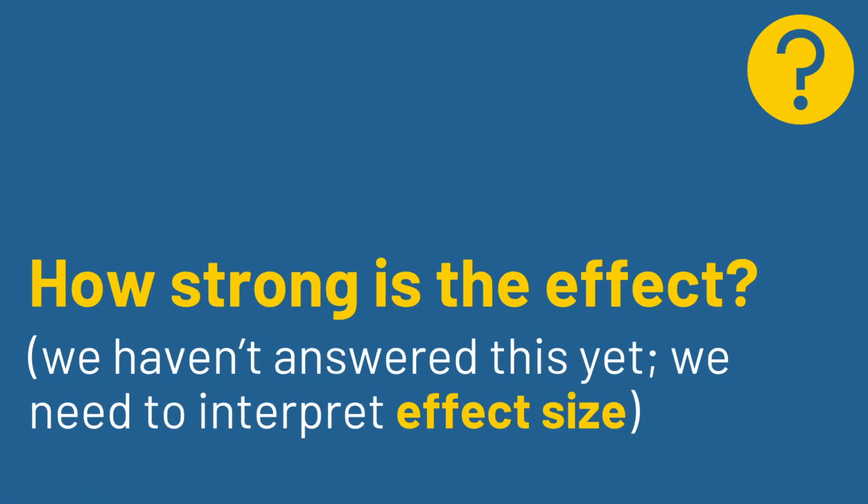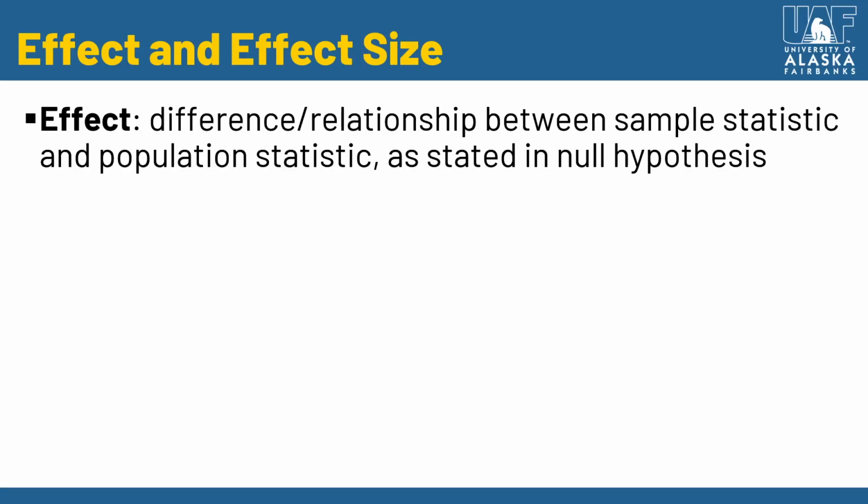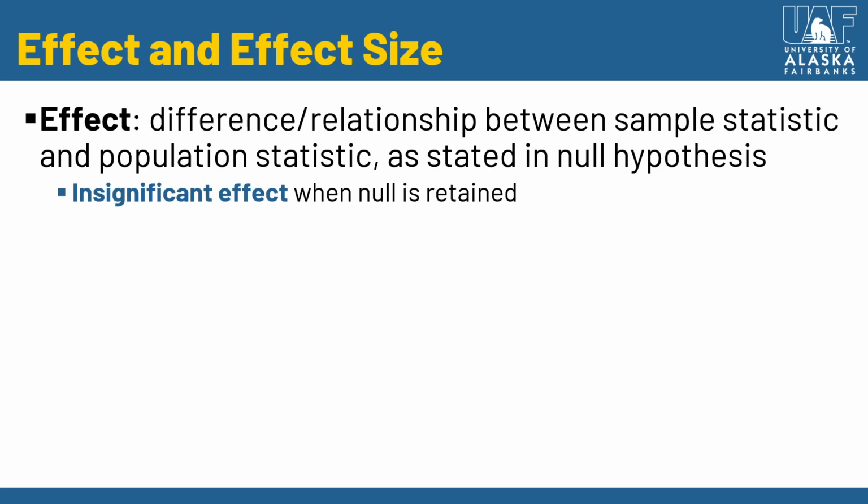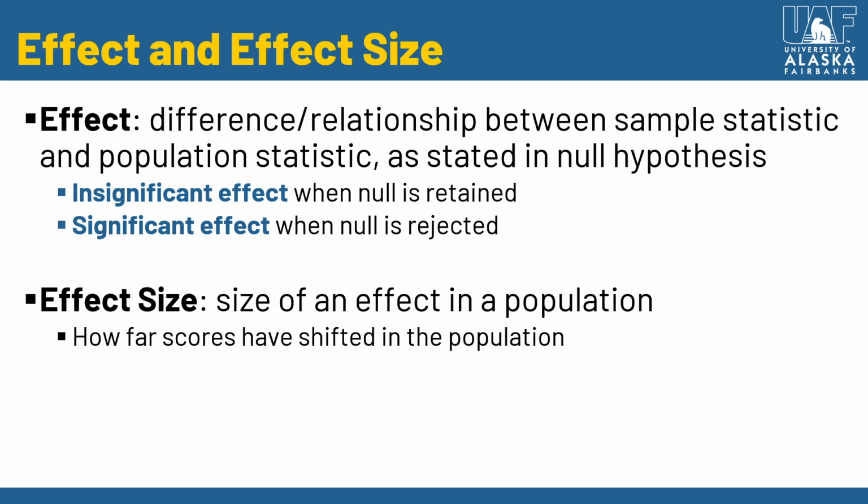But what we haven't answered yet is a very crucial part of interpreting statistics, and that is how strong the effect is, right? In order to do this, we need to interpret another thing, which is an effect size. So let's talk about that. I've already used this term effect quite a bit. An effect is any sort of difference or relationship between the sample statistic and the population statistic, as we stated in the null hypothesis, and I guess also in the alternative hypothesis as well. And so we'd say we have an insignificant effect when the null is retained, a significant effect when the null is rejected, right? And so again, that's what step 4 tells us.